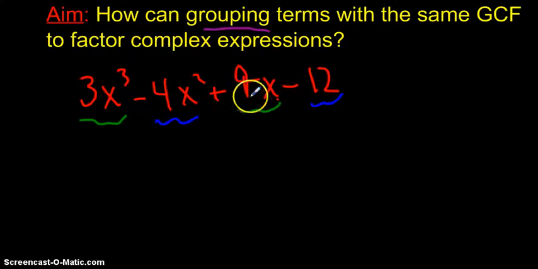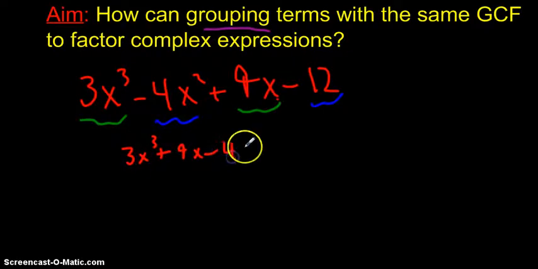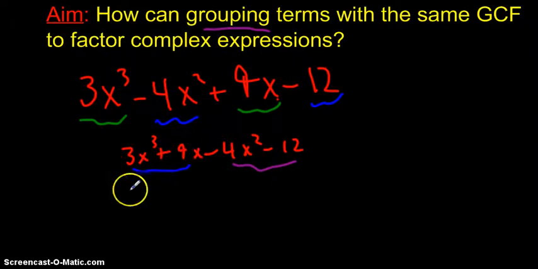What's the GCF of 3x to the third? Let me rewrite it just to make sure it's clear. So this is going to be 3x to the third plus 9x minus 4x squared minus 12. So I've reordered them. Now it looks like it did before. So this is one group, and this is another group. Alright. The GCF of these 2 terms is 3x, leaving over x squared plus 3, which should look familiar from before.